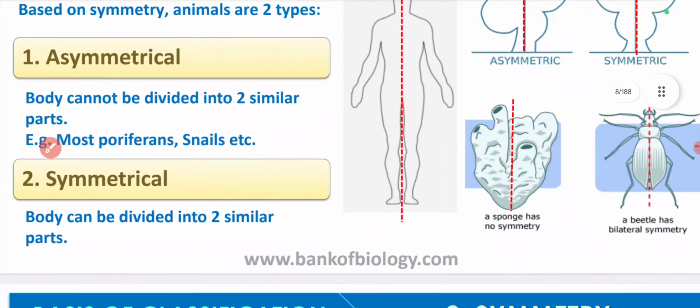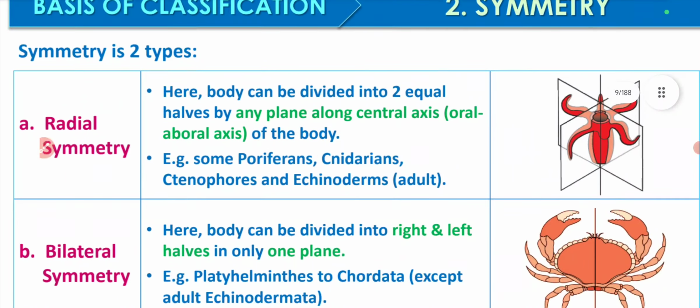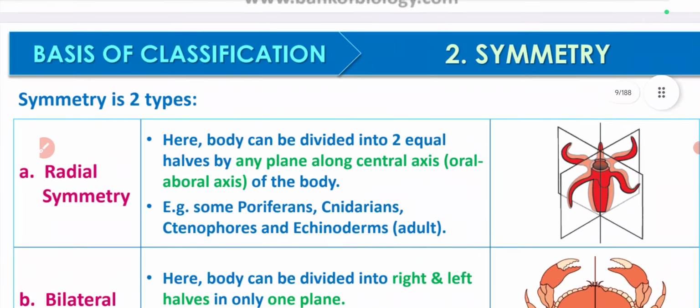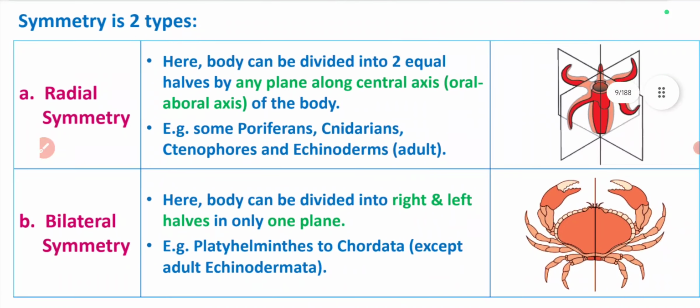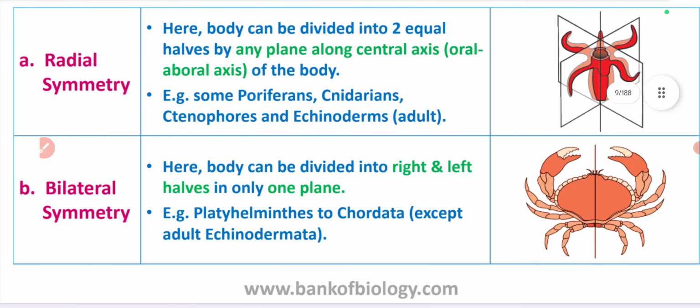Next, symmetry is of two types. One is radial symmetry, other is bilateral symmetry. Radial means the body can be divided into two equal halves by any plane along the central axis, the oral-aboral axis of the body. What do we mean by radial symmetry?